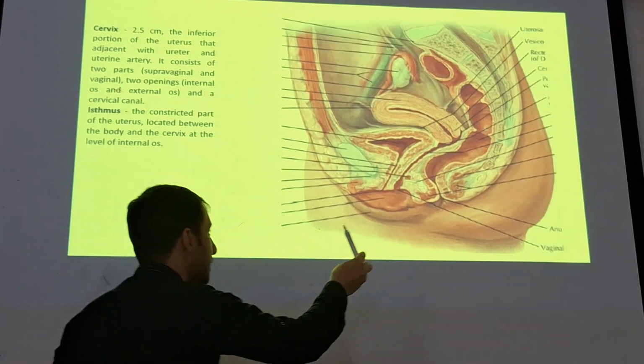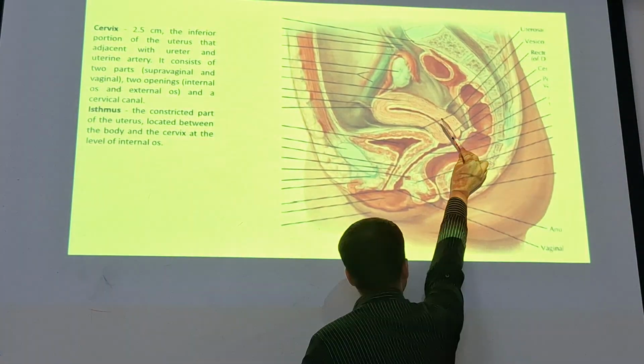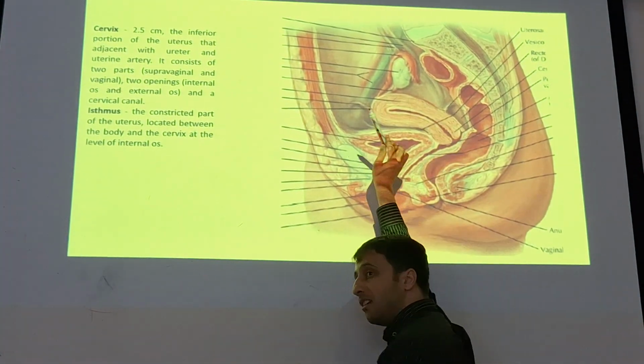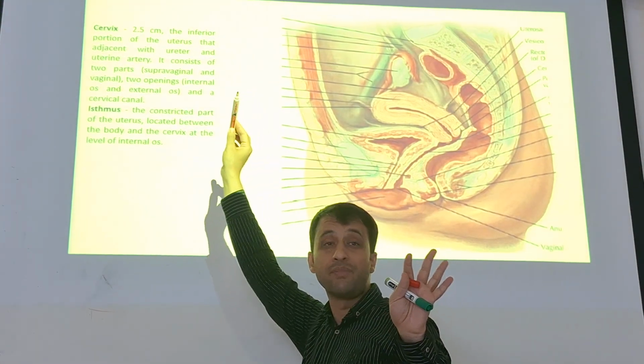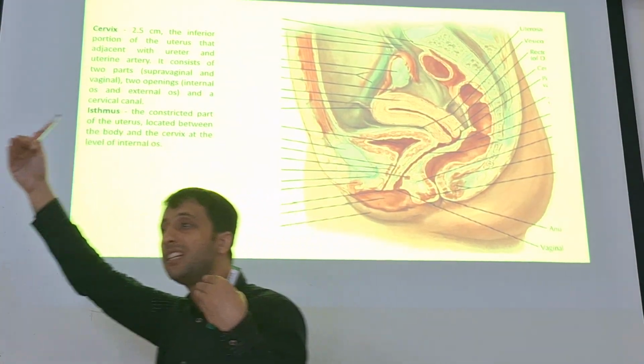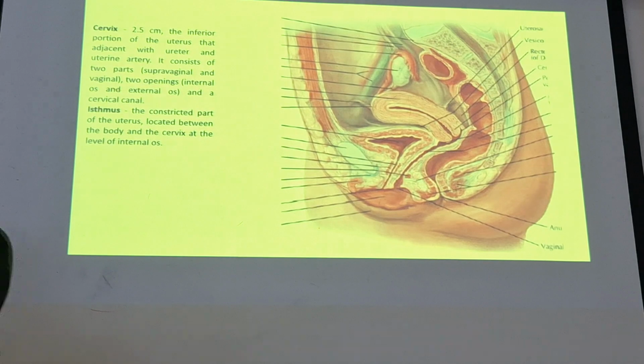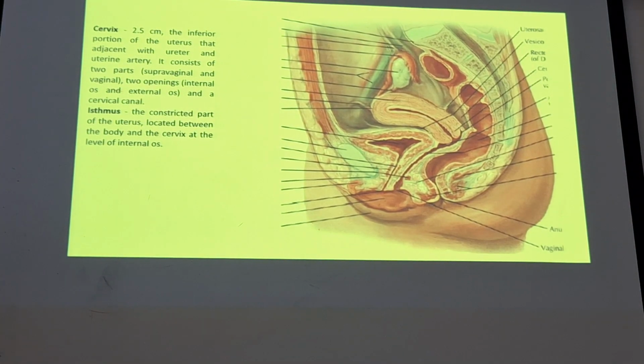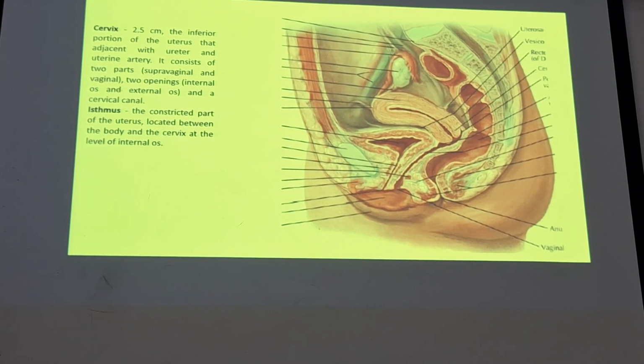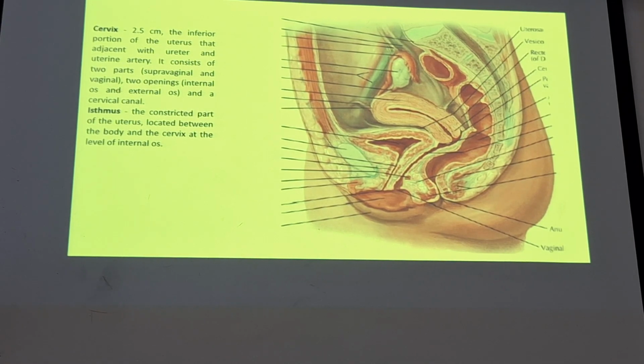Look at here. It's this part. This part is cervical canal. It's not the body. The body at the posterior surface is adjacent to the sigmoid and ileum. Okay? Sigmoid and ileum are located in the Douglas pouch and are adjacent to the posterior surface of the body.